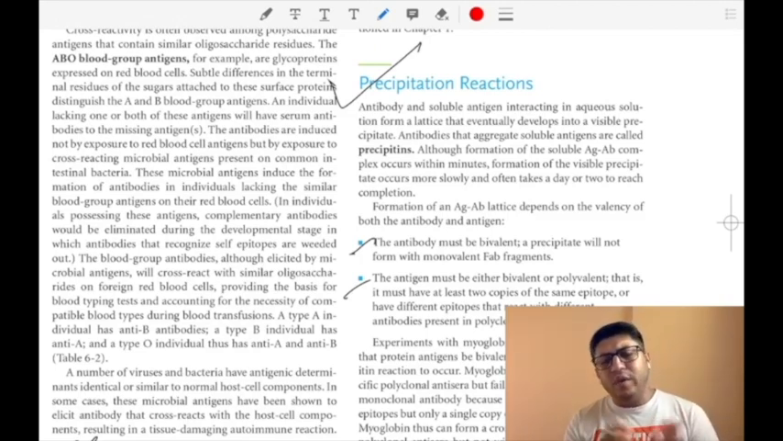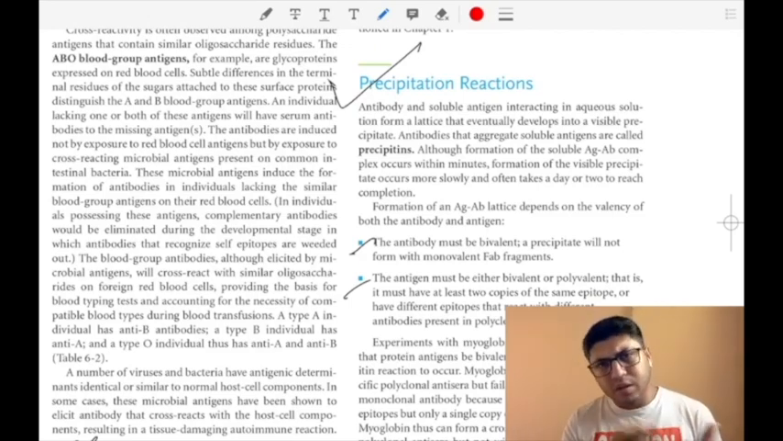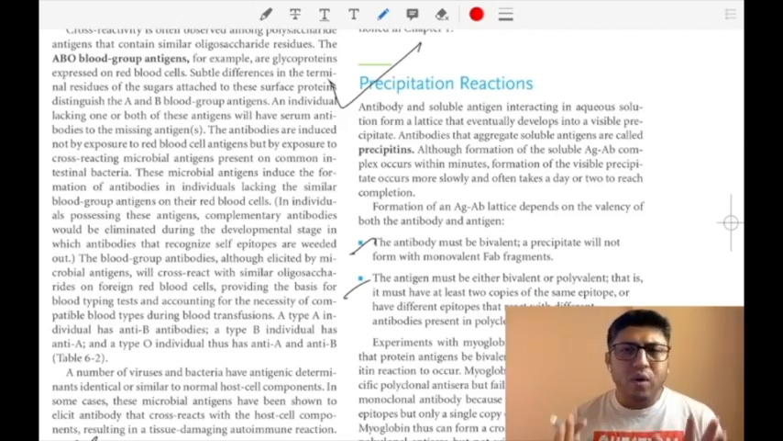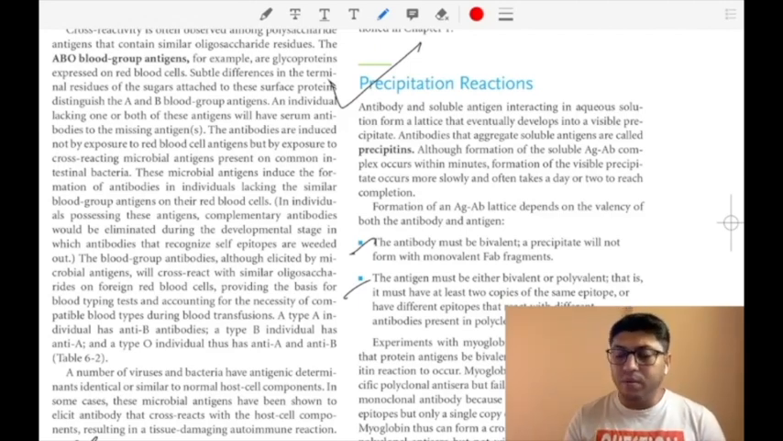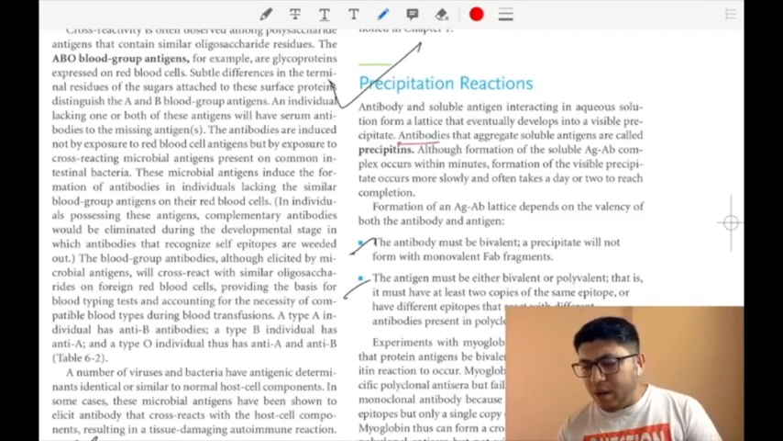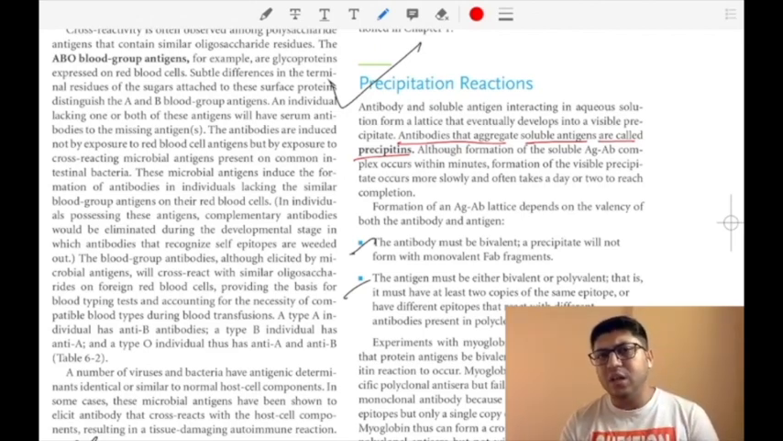Now when this antigen and antibody interact, they may form a precipitation, and the complex is called precipitin. Another is called agglutination and the complex is called agglutinin. If we simply describe what is precipitation, a precipitation is basically a formation of the precipitate. Once this 1:1 interaction is taking place, then precipitation is much more favorable. So antibody that aggregate soluble antigen are called precipitin. So this formation of antigen antibody interaction, which is soluble, slowly and gradually forms the precipitin.